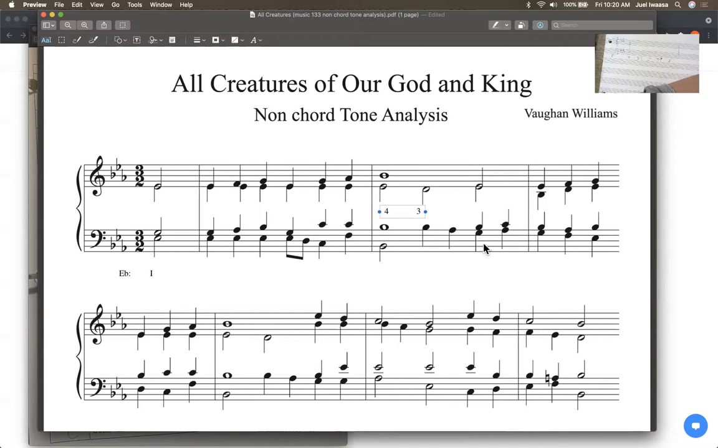Here's a 1/6 right here. This is a G, B flat, and E flat. So there's my 1 chord right there. And that makes sense because the seventh coming down, resolving to the third is right there.